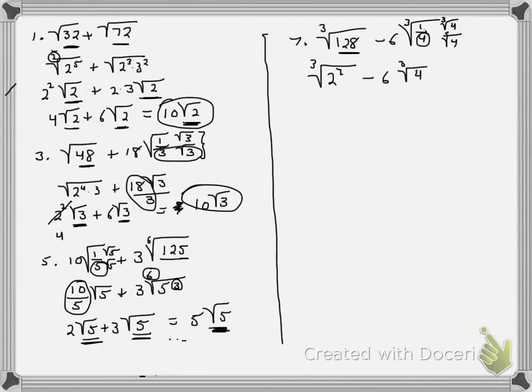I'm doing this wrong, I'm sorry. Let me pause on this. Not paying a lot of attention here, I'm sorry. Rewrite this. This is the same as the cubed root of 1 over the cubed root of 2 squared.